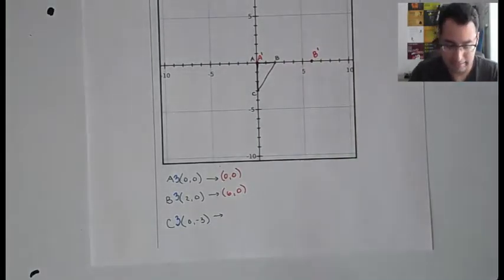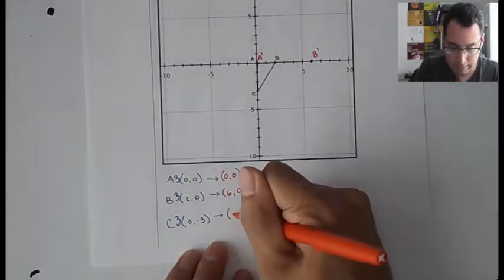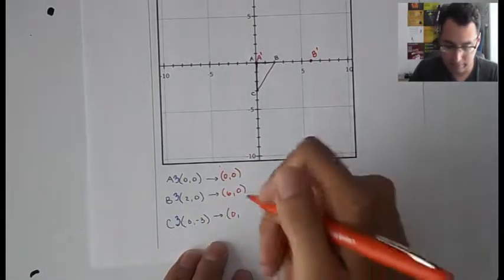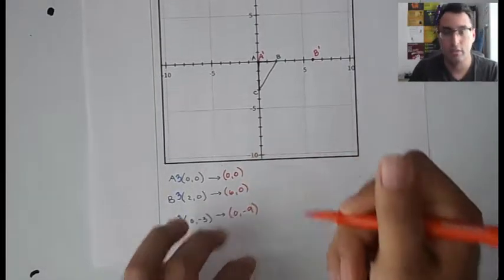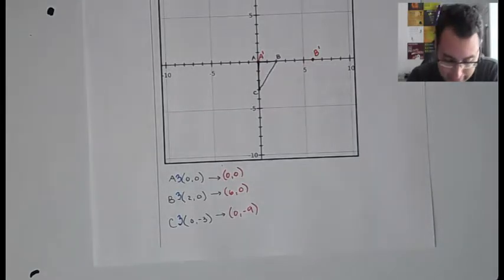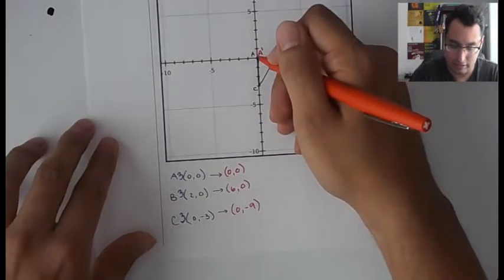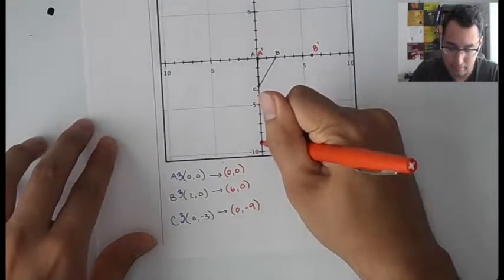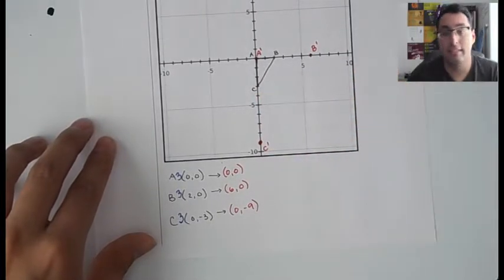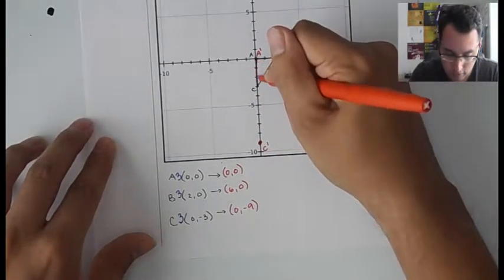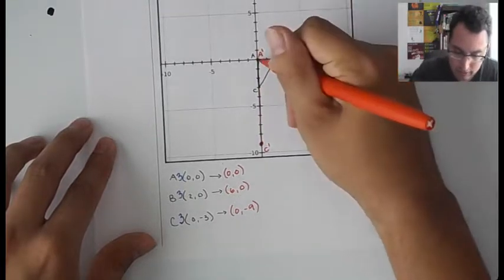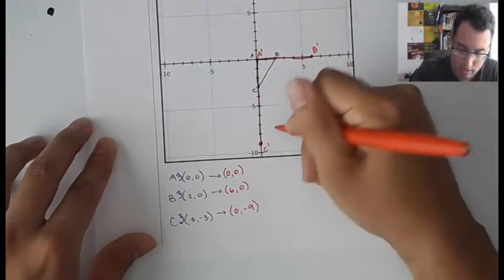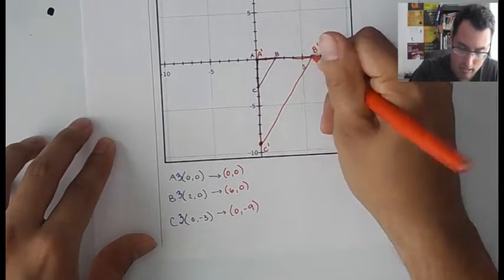And C, where is C prime? So multiply everything by 3. This will be 0, and 3 times negative 3 is negative 9. So C prime is now at 0, negative 9. So that is just 9 down. All right, let's connect all the points to our image. So right here, here, and here.